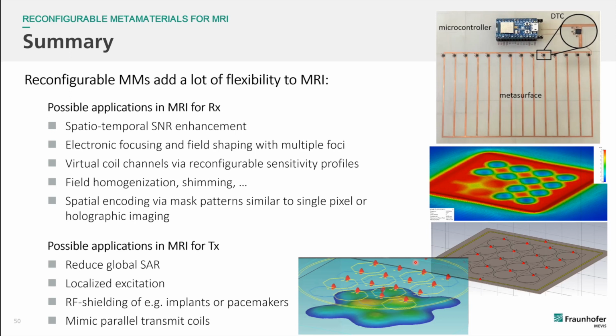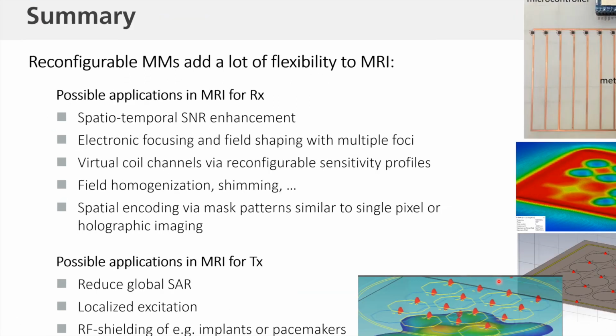Could be either used for homogenization or for applying some spatial patterns. And for the transmit case, it could be used to spare out some individual regions. For example, if you want to avoid applying RF power to a cardiac pacemaker, that could be spared out by a reconfigurable metamaterial.